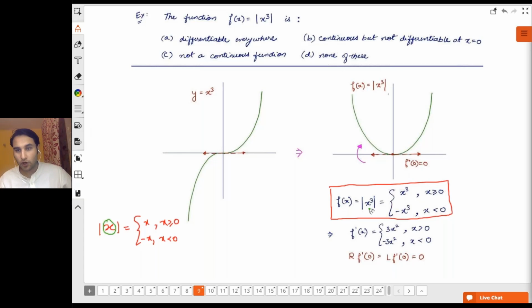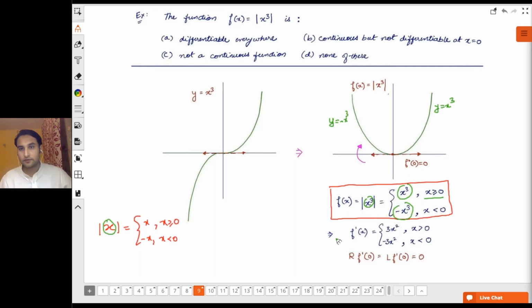Right? So mod of x cube, mod will open with a positive sign if whatever is written inside the mod is positive. So when x is positive, x cube is positive, hence mod opens with a plus sign. But if x is negative, then x cube is negative. Hence mod opens with a negative sign. So actually this portion of the graph is x cube, whereas this portion of the graph is minus x cube.